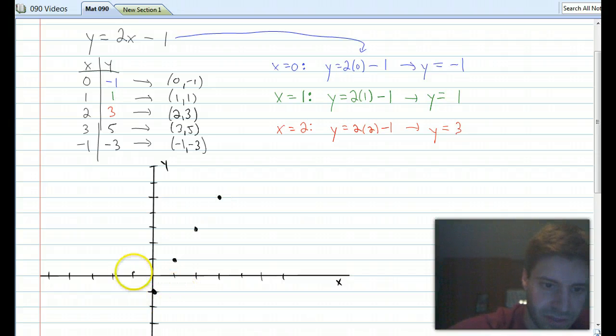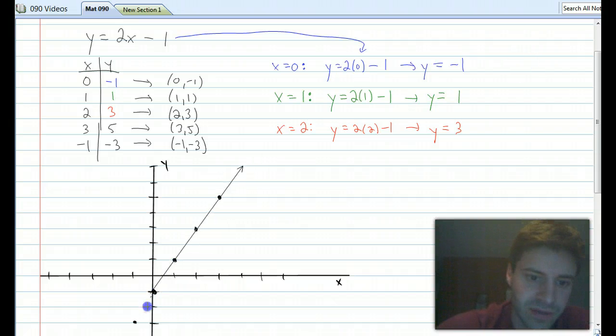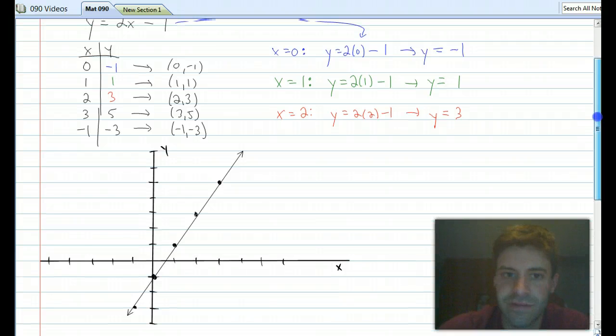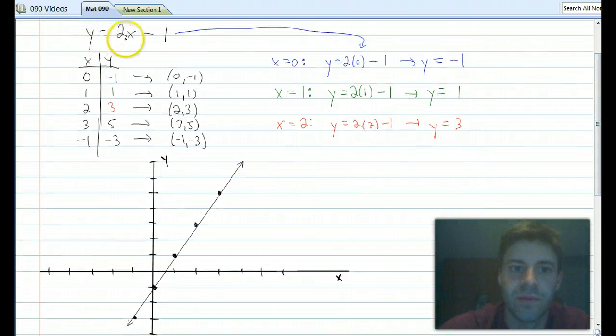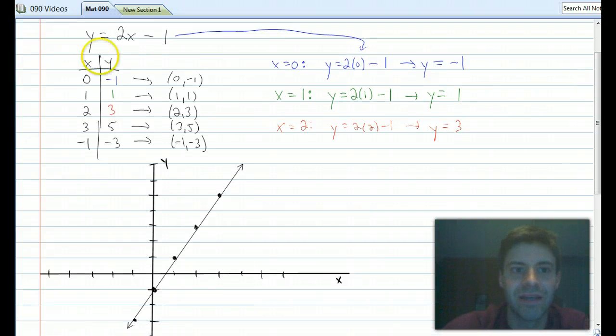and (-1, -3). Now I plotted all those points very fast, so the expectation is that whenever you need to, you're pausing the video and doing this on your own. What we do is we connect all of these dots, we connect all of our points with a line, and that line is said to be the graph of our equation y equals 2x minus 1. Good work.